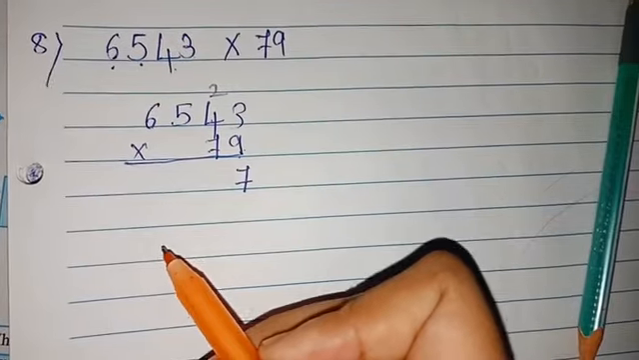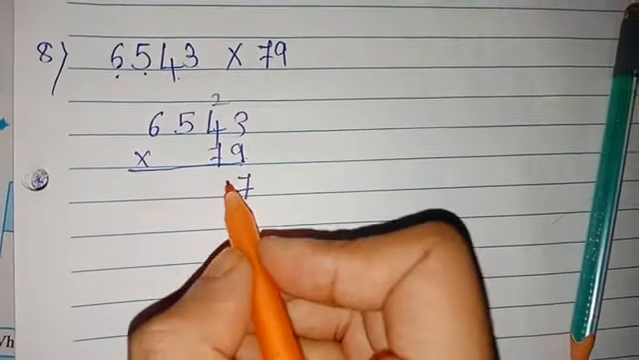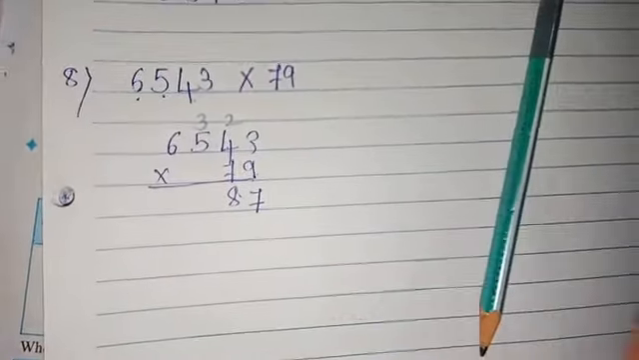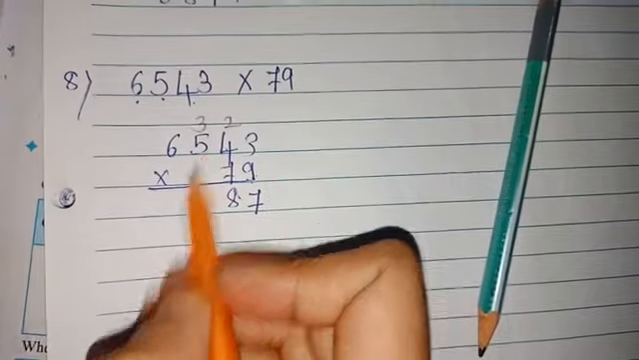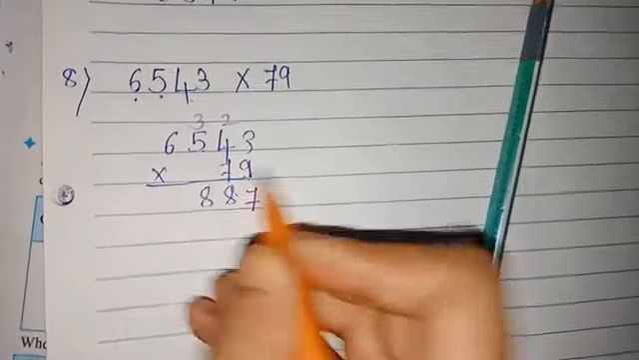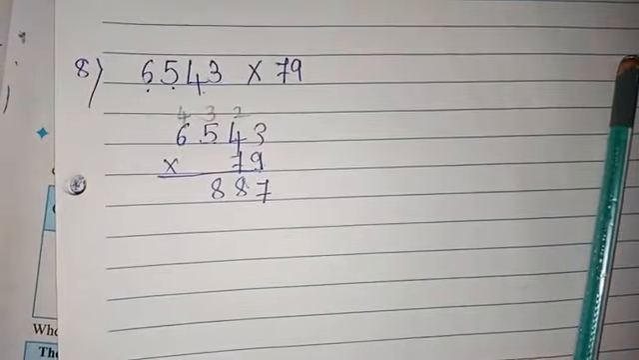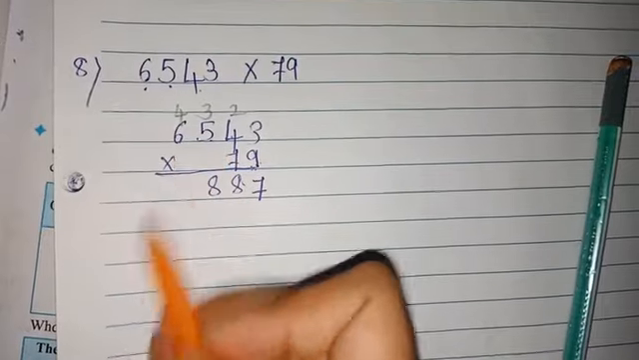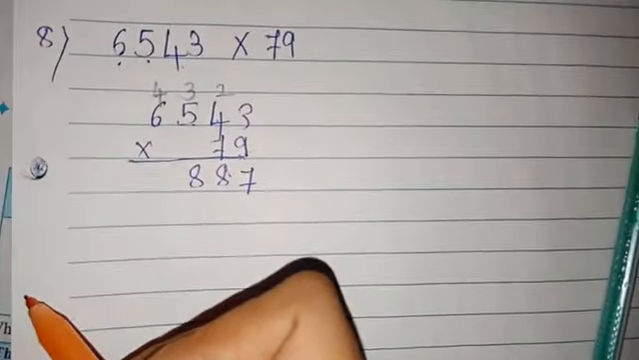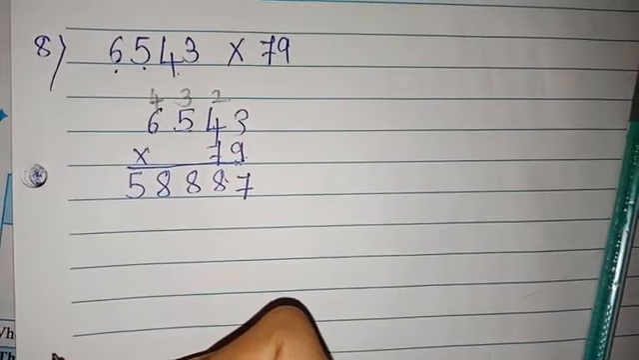9 4s are 36. 36 plus 2 is 38. 8 will come here and carry it forward 3. 9 5s are 45. 45 plus 3 is 48. 8 will come here and carry it forward 4. Now 9 6s are 54. 54 plus 4 is 58. So 5 and 8. Done.